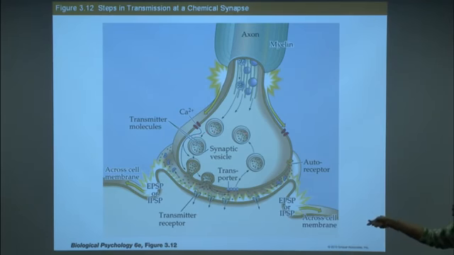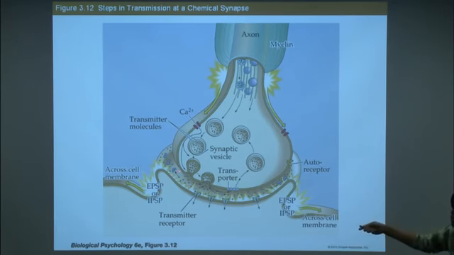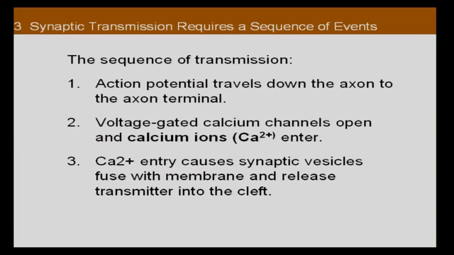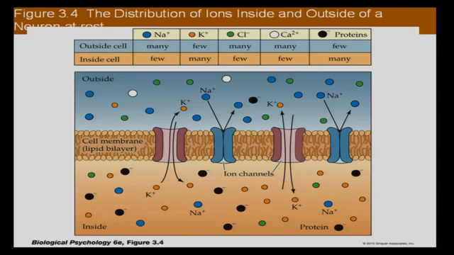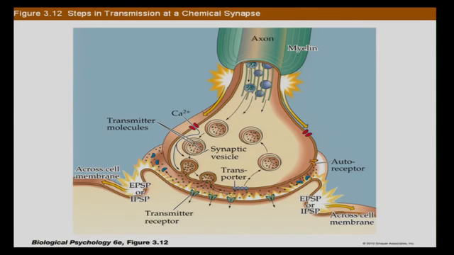Here's the synapse. Presynaptic element from the axon, postsynaptic element. This is either the cell body or a dendrite. And we have that very, very, very thin synaptic cleft area. And what the calcium is doing is allowing these synaptic vesicles to fuse with this membrane and spit out its neurotransmitter. Okay? So we have voltage-gated calcium channels. Calcium entry causes synaptic vesicles to fuse with the membrane and release transmitter into the cleft.